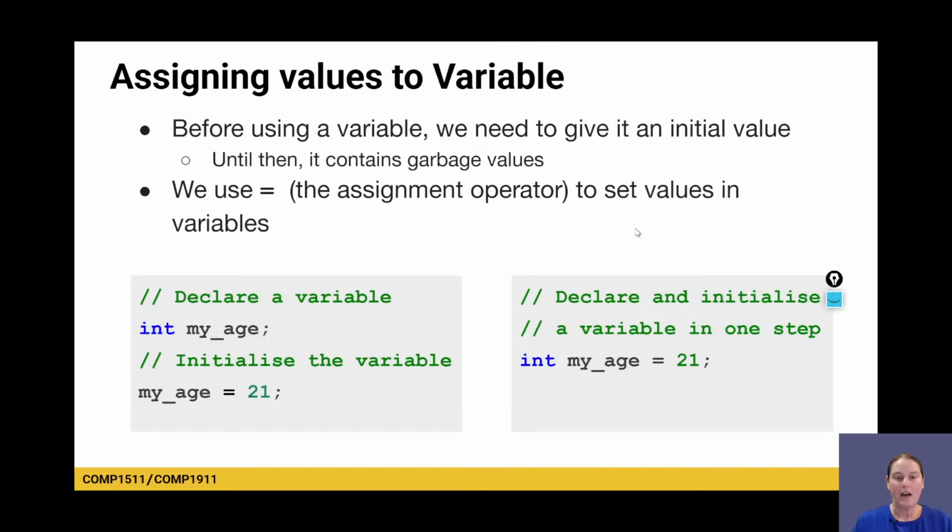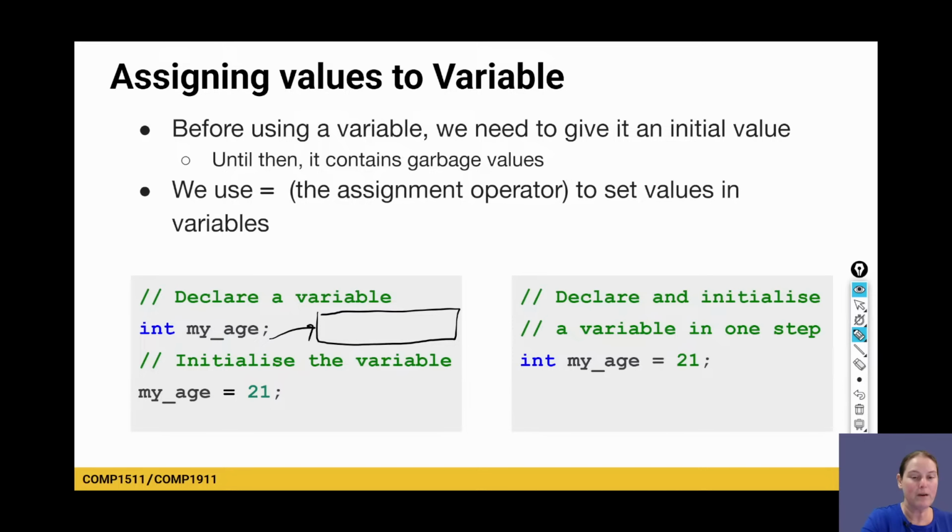So after we've declared a variable, or when we're declaring a variable, we need to give it an initial value. In this case, there are two slightly different ways, depending on what you're doing in your code. Either way is fine. In this way, we've asked for a chunk of memory. We've called it my age. Then on this line here, we're saying, let's make my age equal to 21. So that's putting the value 21 into this variable.